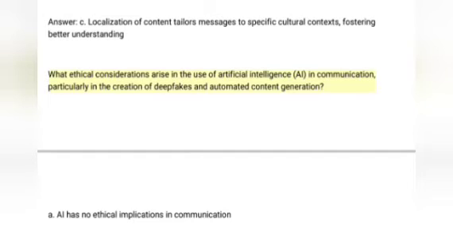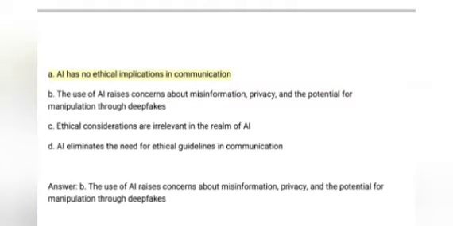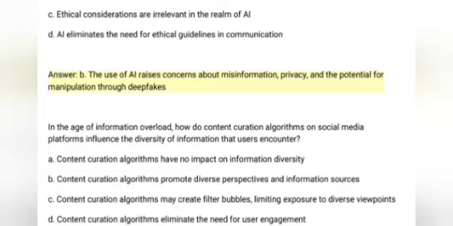What ethical considerations arise in the use of artificial intelligence (AI) in communication, particularly in the creation of deepfakes and automated content generation? A. AI has no ethical implications in communication. B. The use of AI raises concerns about misinformation, privacy, and the potential for manipulation through deepfakes. C. Ethical considerations are irrelevant in the realm of AI. D. AI eliminates the need for ethical guidelines in communication. Answer. B. The use of AI raises concerns about misinformation, privacy, and the potential for manipulation through deepfakes.